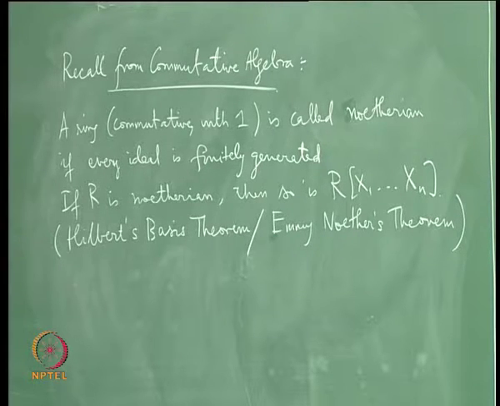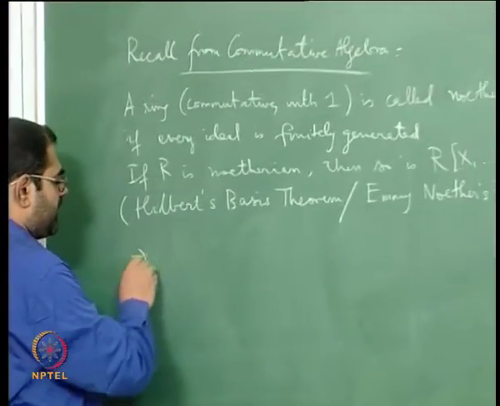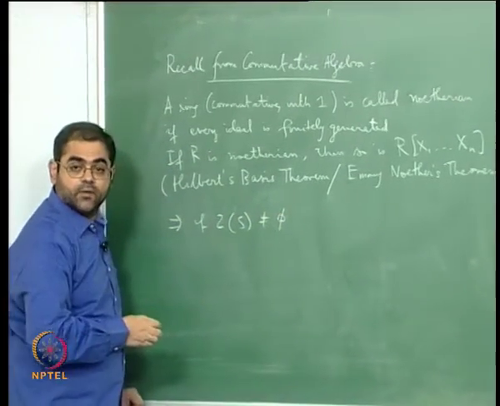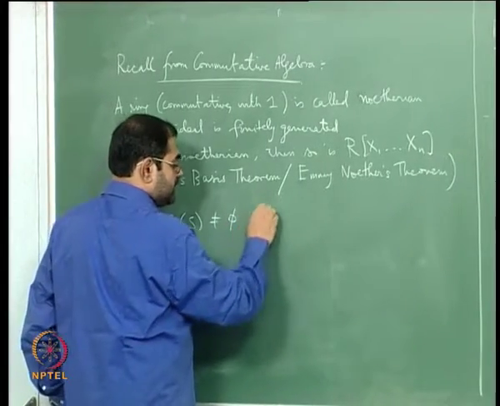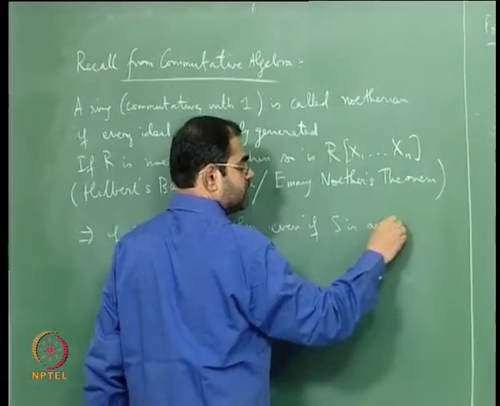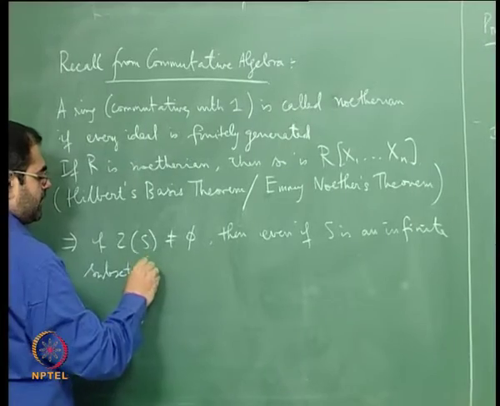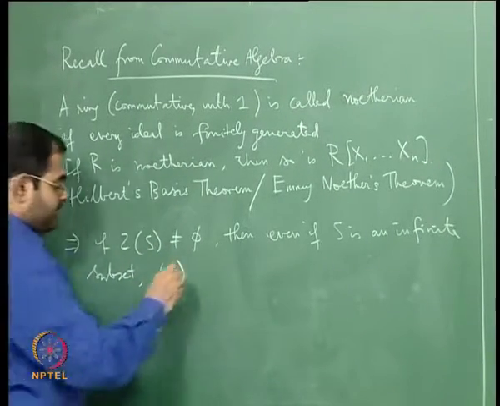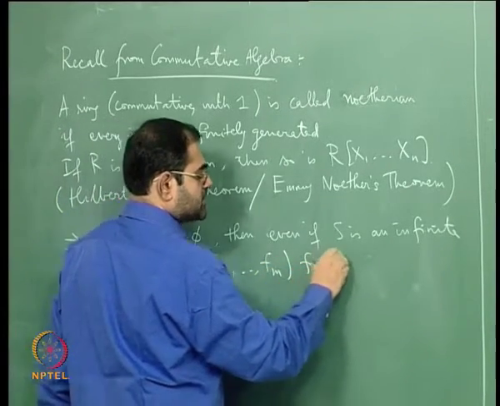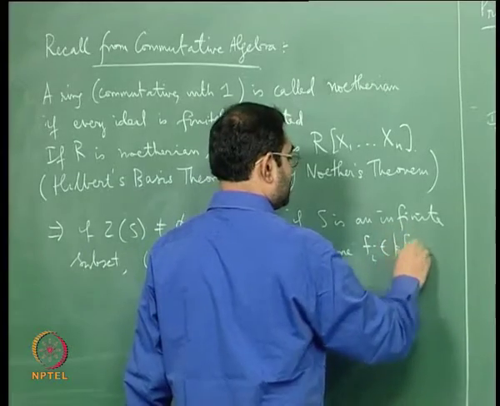So this is a fact from commutative algebra. What this tells you is that if Z of S is non-empty, then even if S is an infinite subset, the ideal generated by S is generated by F1 up to Fm for some Fi in K[x1, ..., xn].